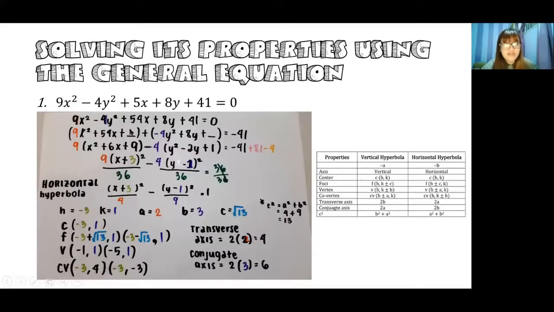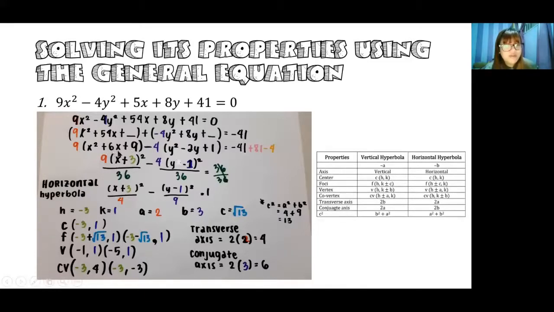First step is you have to combine like terms. So it will be 9x squared plus 54x plus blank. You have to leave it because it has a value, plus negative 4y squared plus 8y plus blank equals negative 41. 41 was transposed to the other side, that's why it's negative. And then after this, you have to separate this.